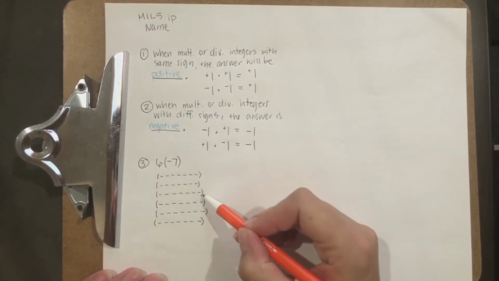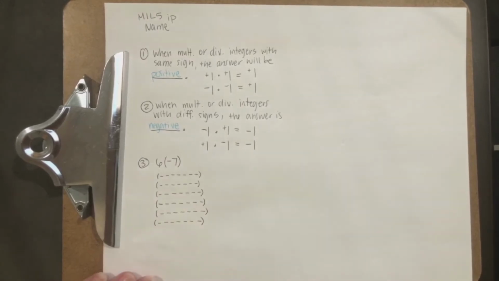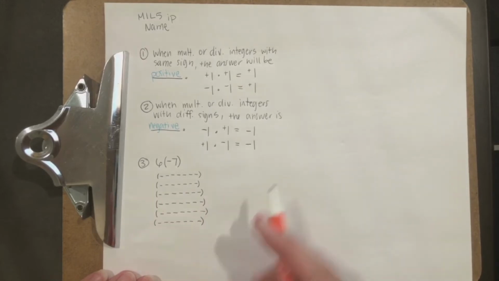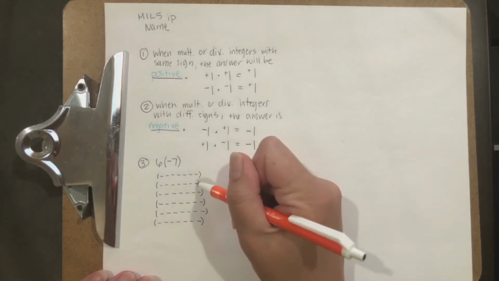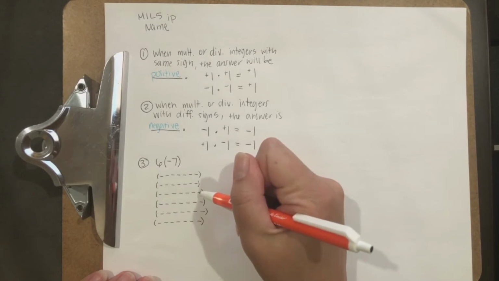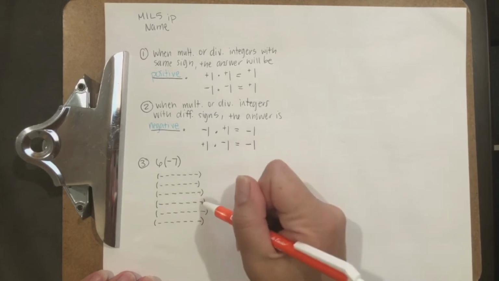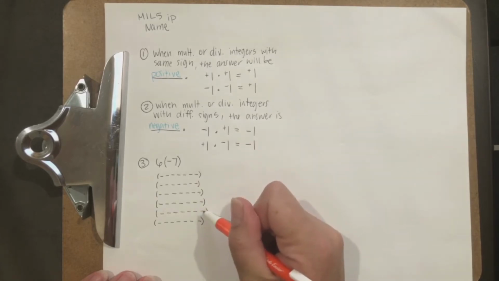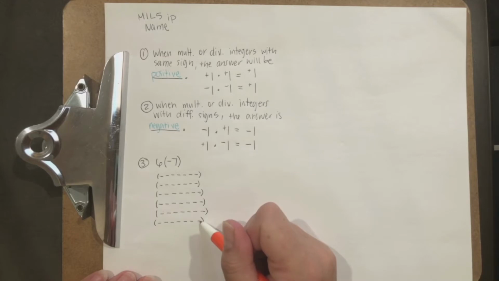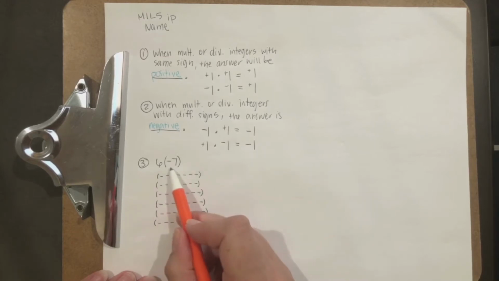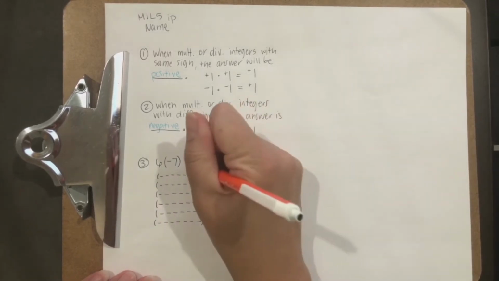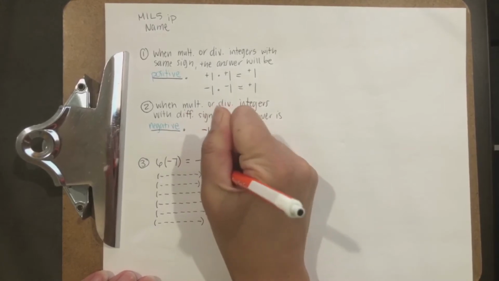So 1, 2, 3, 4, 5, 6 sets of -7. And you could individually add all of these up. I know some of my multiples, 7, 14, and then 21, and then 28, and then 35, and then 42. So 6 times 7 would be 42, but 6 sets of -7 would be -42.